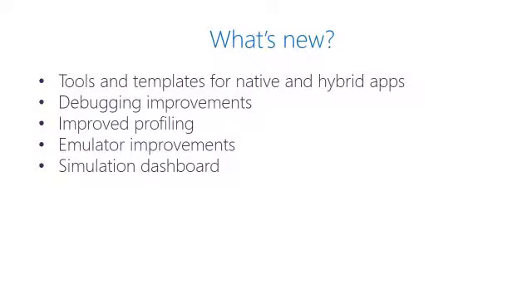So what is new? We now have tools and templates for native and hybrid applications as part of Windows Phone 8. We did a big push for native, so now there's actually tools and templating to go along with that. There's also debugging improvements, and this is mostly around native again. Improved profiling, which includes a new app monitor, and emulator improvements, including Hyper-V, and also a simulation dashboard.